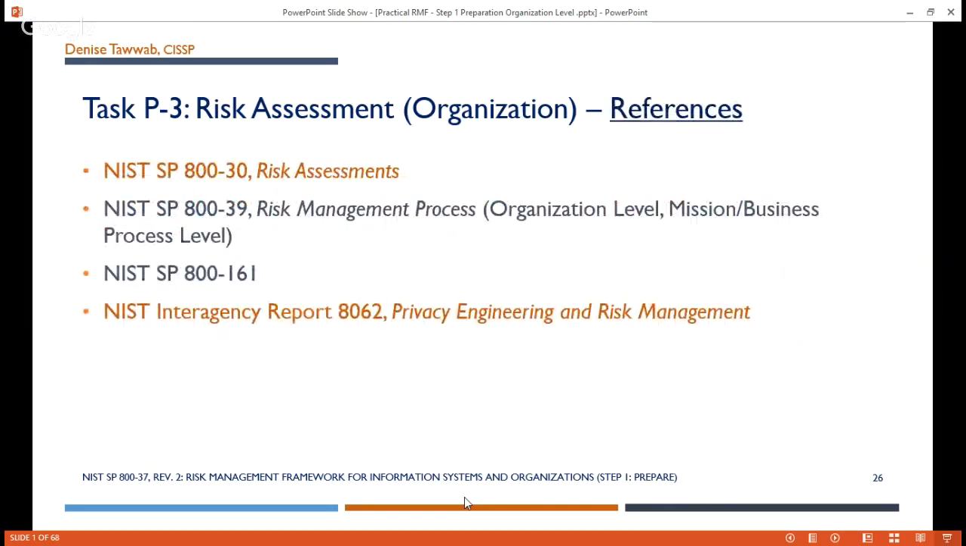When you're doing your risk assessment, some reference documents include NIST Special Publication 800-30, NIST Special Publication 800-39, which again is the risk management process, and you want to look at all 3 levels. And then NIST 8062, again your privacy engineering document.